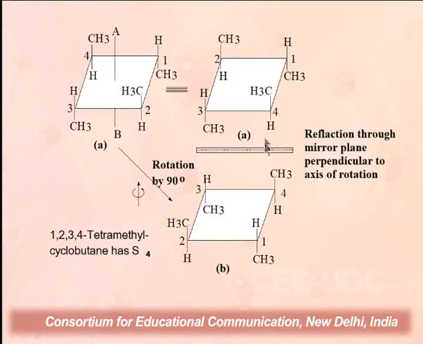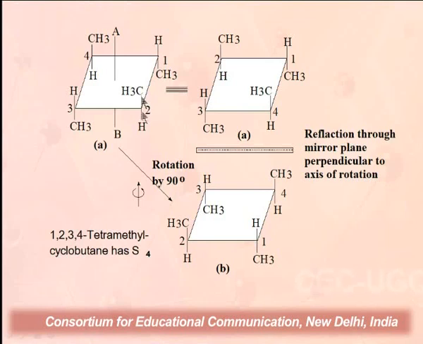So as you can see on your screens, this is the structure of the molecule, which is 1,2,3,4 tetramethyl cyclobutane. Now we rotate this molecule around this axis by 90 degrees. So when we rotate it by 90 degrees, this group will come here, that is HCH3, and this group will go here. This has come here. This group will occupy the position 4, and 4 will occupy the position 1.